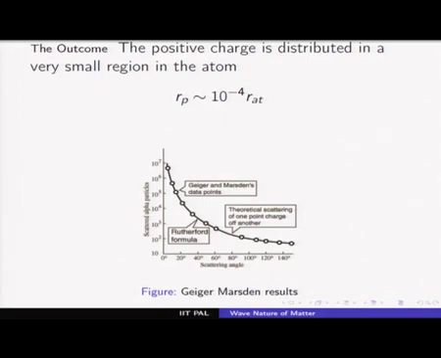That means, if at all my charge is distributed over a certain volume, it should be a tiny, tiny fraction of the atomic size. In fact, if you estimate that, you find that the distance over which my positive charge is distributed is 10,000 times smaller than the size of the atom. This is the most important result of the Rutherford experiment.